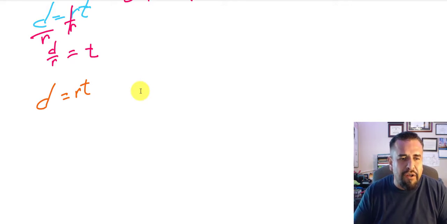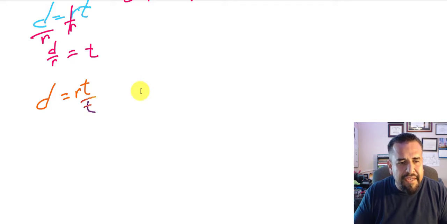This one is already solved for D. So let's go ahead and solve for R. Well, I would do the same thing that I did before. If I'm going to solve for R, then I'm going to divide here by T and divide here by T. Therefore, giving me R by itself equaling distance over time.